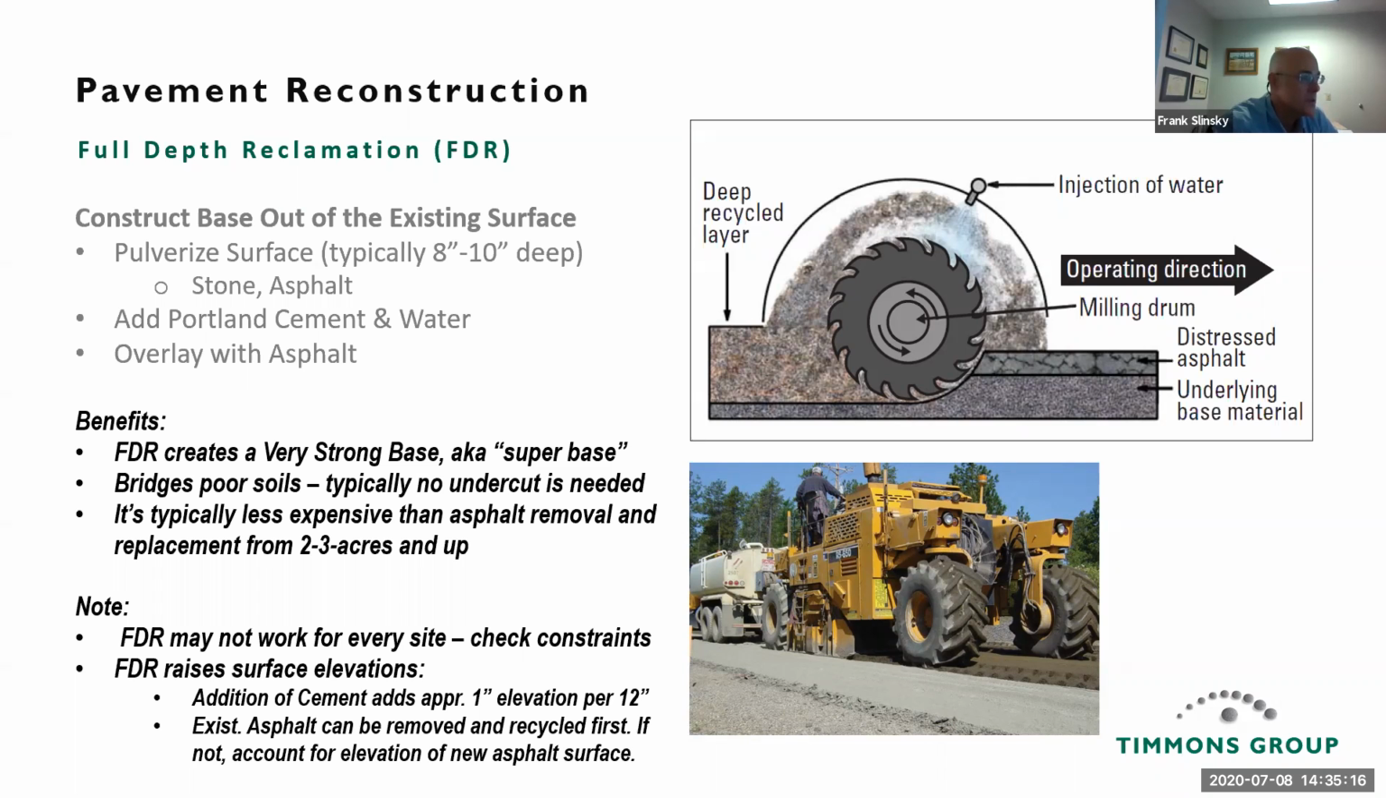FDR also raises surface elevations. The addition of cement adds approximately 1 inch of elevation per 12 inches of pulverized material. Existing asphalt can be removed and recycled first. If not, account for its elevation when you come up with the grades for the new asphalt surface.